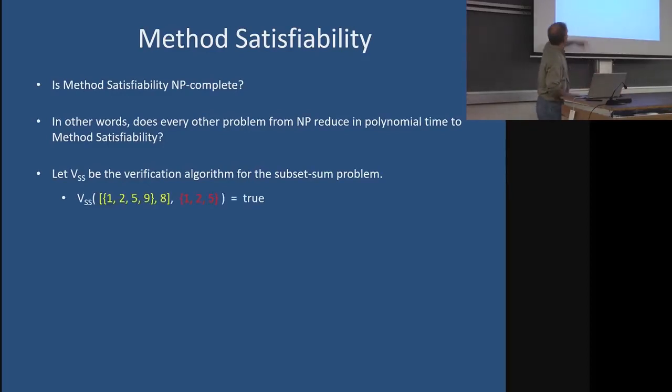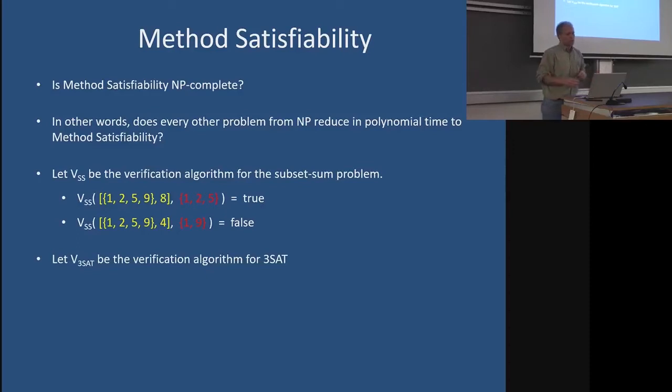So for example, V sub SS, this yellow right there is the input, the problem instance for the subset sum problem. The red is claimed to be a solution. And the verification algorithm would just say true, yeah, this is a subset of that and it adds up to 8. If you gave it this instance and this solution, it would say no, that's not a solution. The set 1, 9 doesn't add up to 4. Okay, so we're working with the verification algorithm.